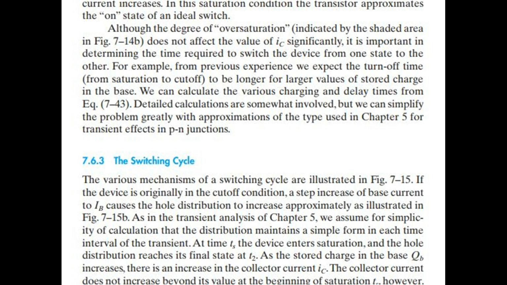The switching cycle. The various mechanisms of a switching cycle are illustrated in Fig 7.15.